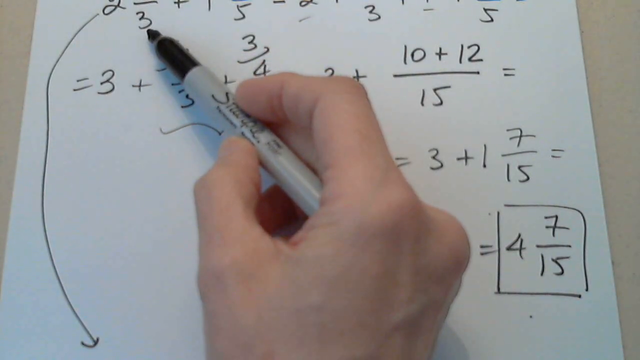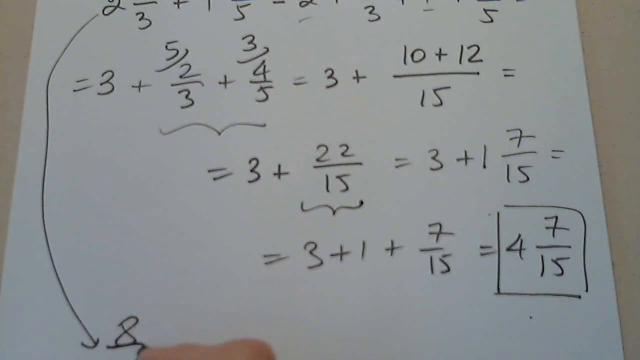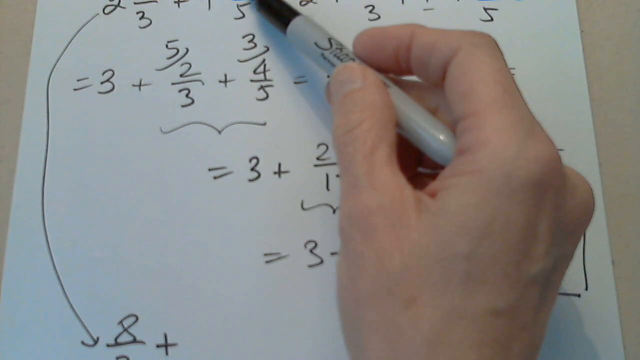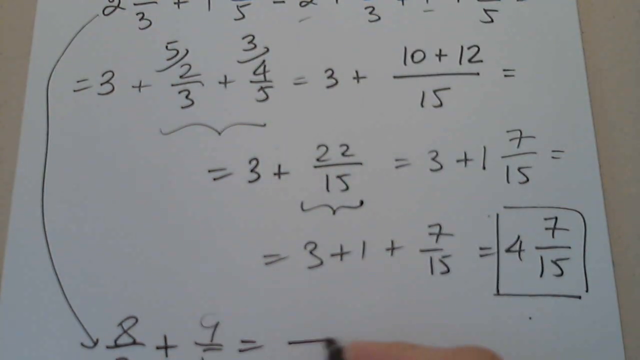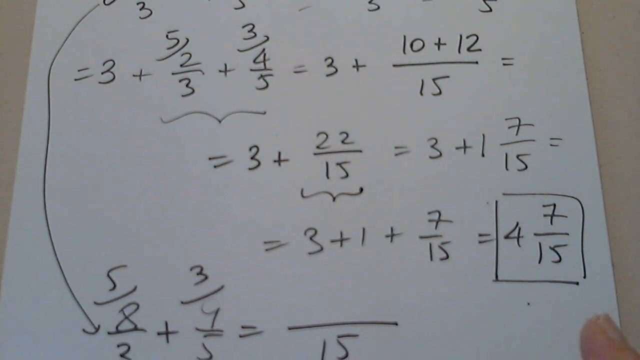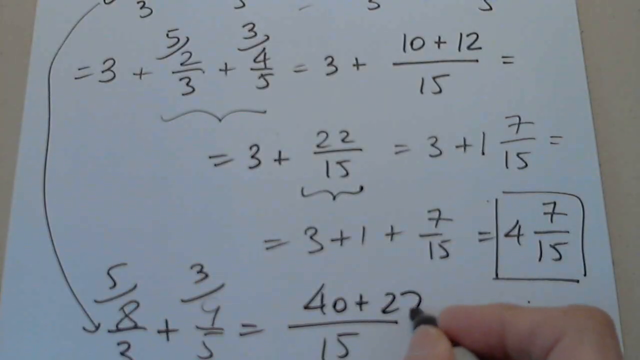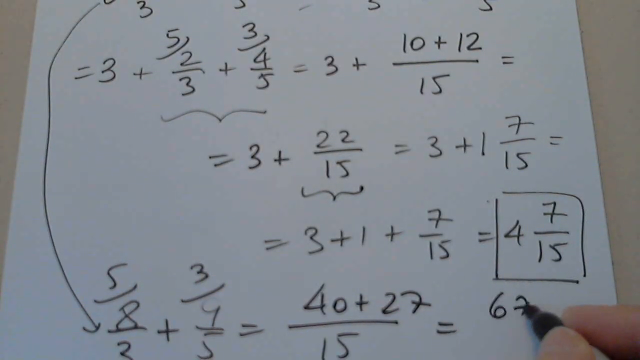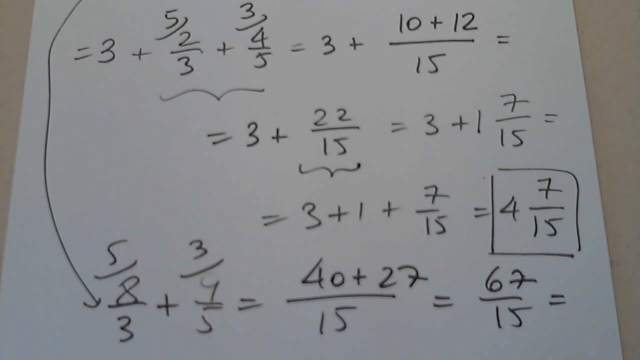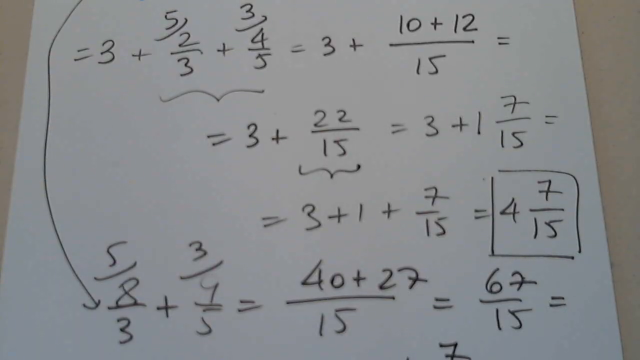2 times 3 is 6. 6 plus 2 is 8, so it's 8/3 plus 1 times 5 is 5. 5 plus 4 is 9, so 9/5. The same least common denominator is 15. This needs a 5 and this needs a 3. So 40 plus 27, and you get 67 over 15. And you have to take the integers out. And you will get a 4 and 7 over 15, because 67 divided by 15 is 4. 4 times 15 is 60, and the remainder is 7.